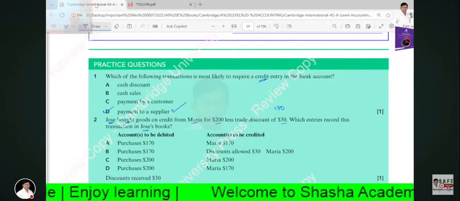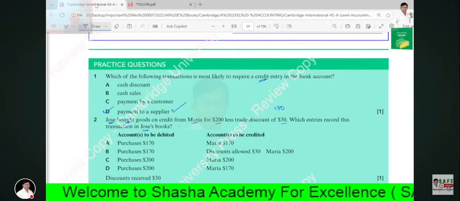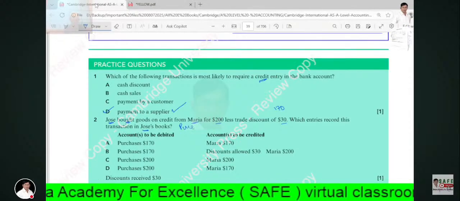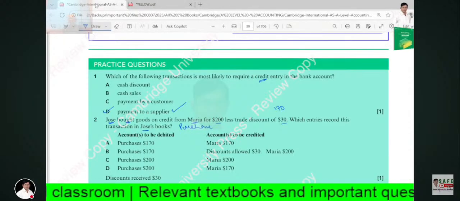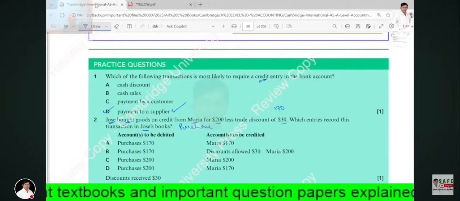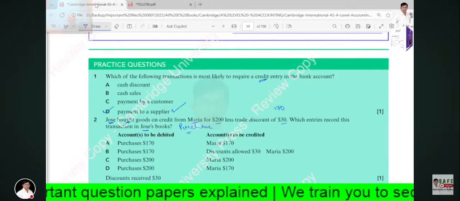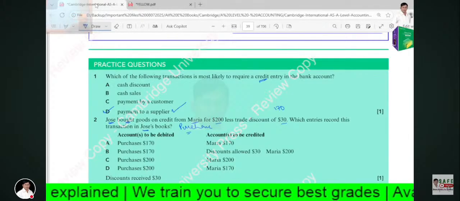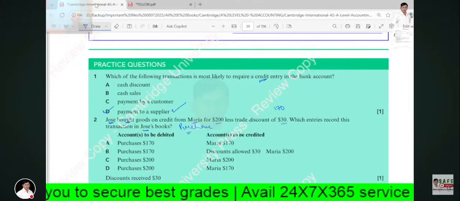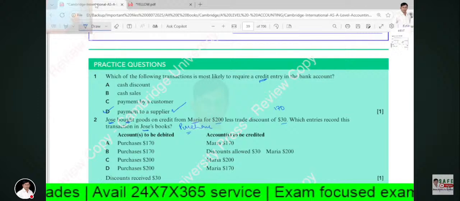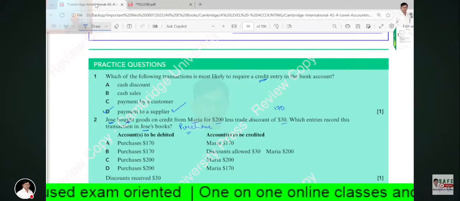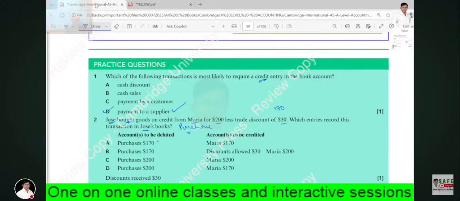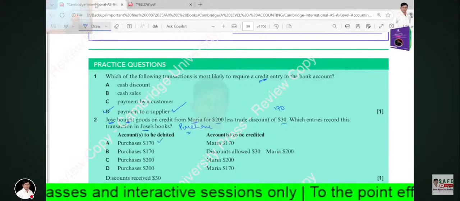Joe's has bought, right? So it is a purchase for Joe's. We have to be careful in analyzing. In Maria's books it's a sale, but in Joe's books it's a purchase. So purchases will be debited 170, and Maria will be credited 170.